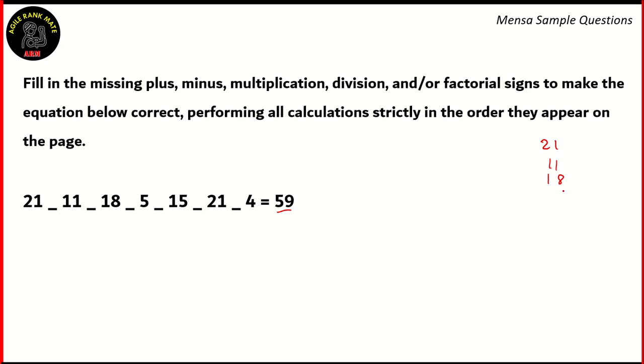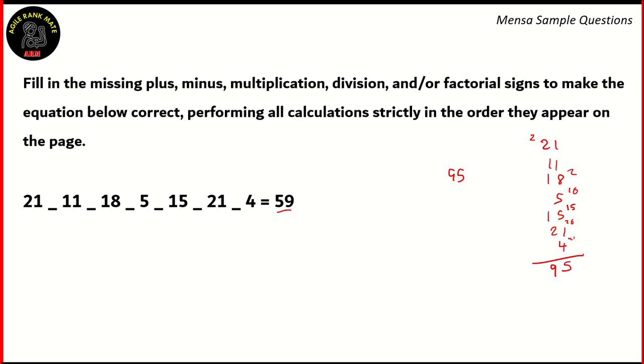21, 11, 18, 5, 15, 21, 4. So 1 plus 1 is 2, plus 8 is 10, plus 5 is 15, 20, 21, 25. And then 2 plus 2 is 4, 5, 6, 7, 9. So if you were to add all of this, it would end up to be 95 and not 59. Now let's take a scenario. So basically it's just about trial and error here.